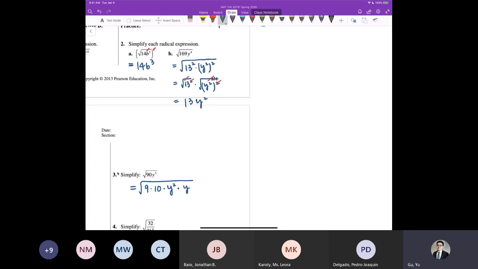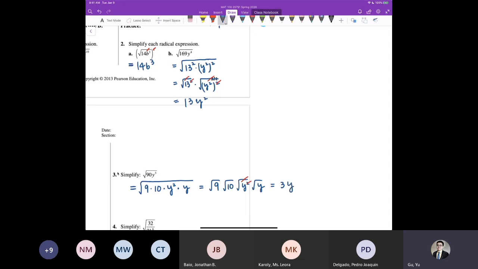That's a y. So that's how you break the y cubed into a perfect square multiplied by whatever's left. And then we put them in separate radical signs. So you have radical 9, radical 10, radical y squared, and radical y. For the perfect squares, you could take it out. Radical 9 is 3. And then square root of y squared, that will give you y, because you could cross them out. So I will take that out.